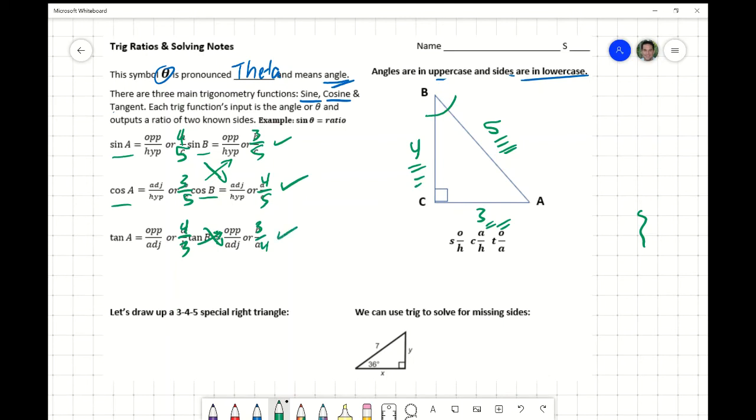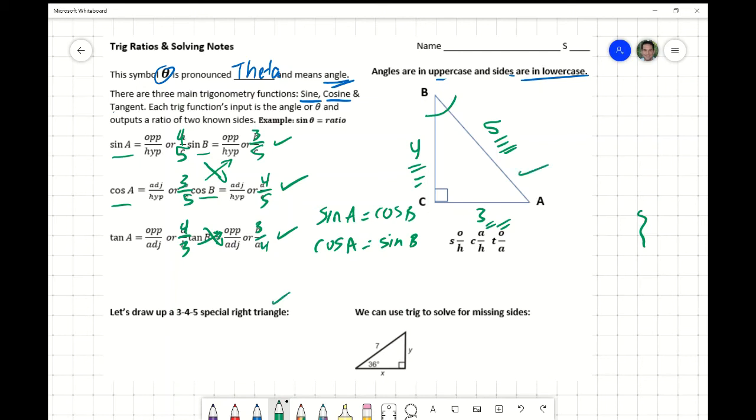So we've just proven what we wrote a moment ago, that the sine of A will always be equal to cosine of B, and the cosine of A will always be equal to sine of B. I might have written that wrong a moment ago, or maybe just in the wrong order. Okay, so we've done that here. Check that out.